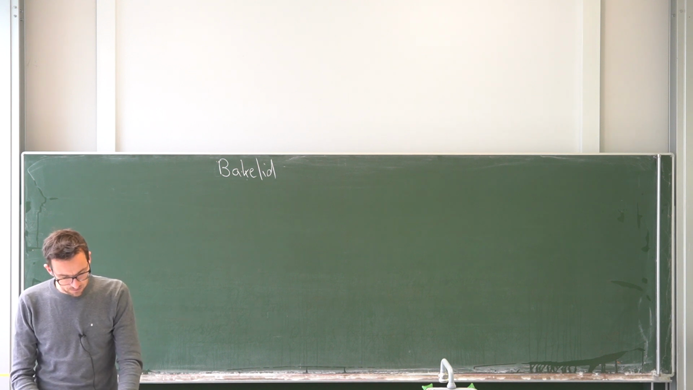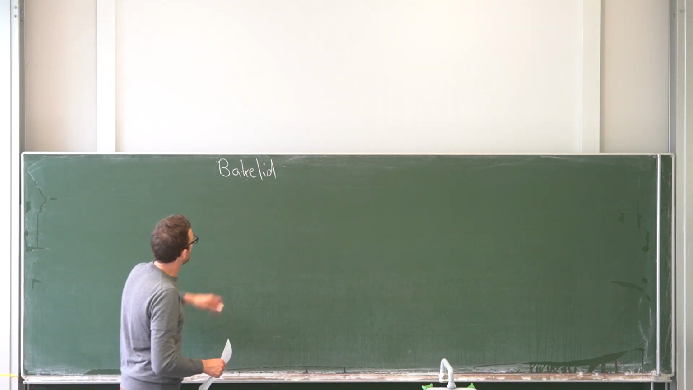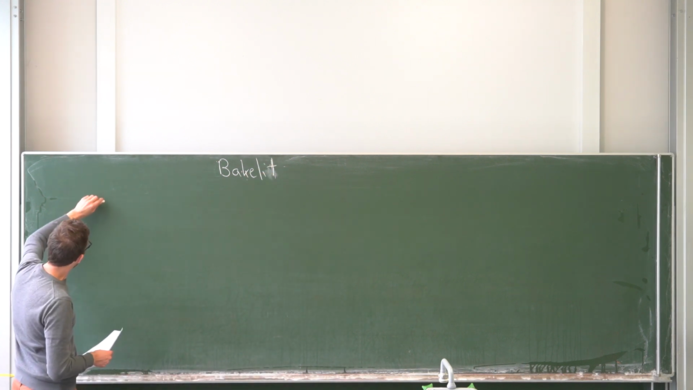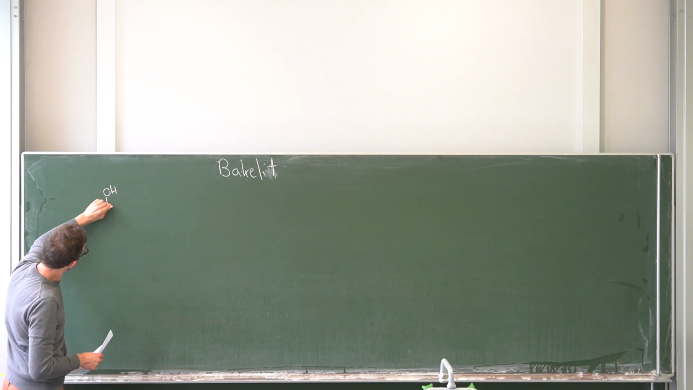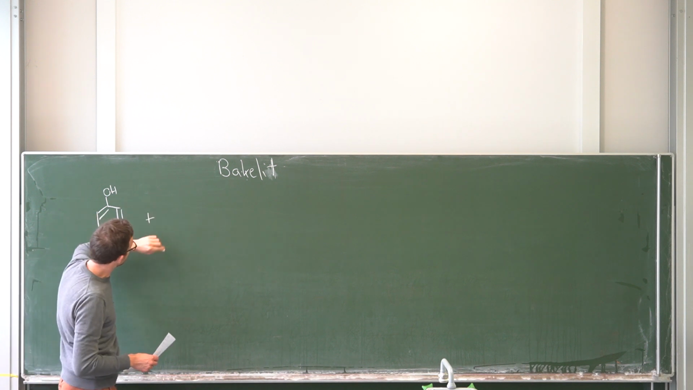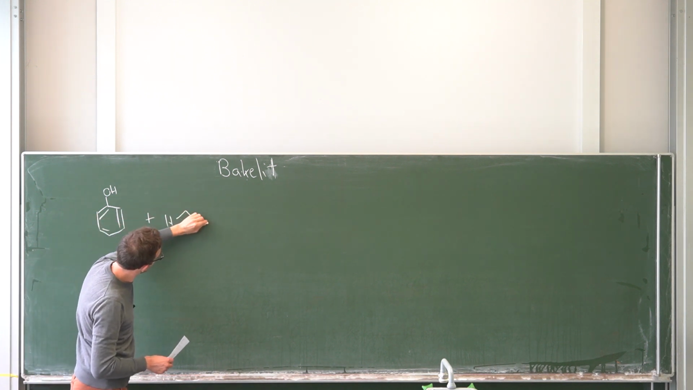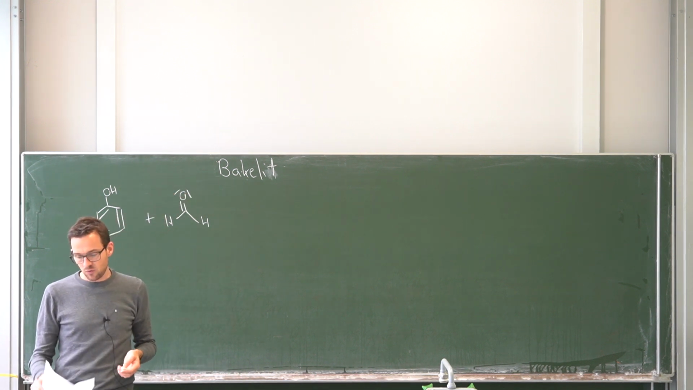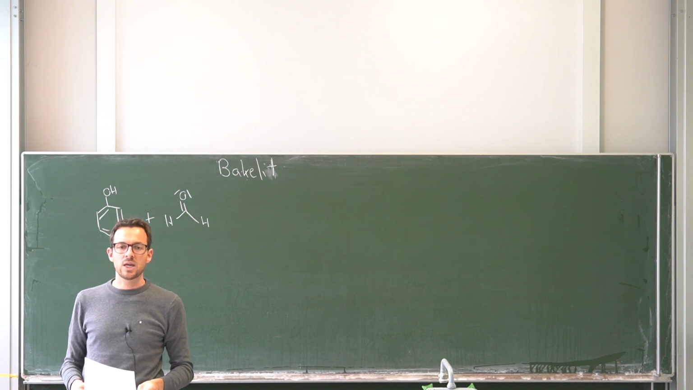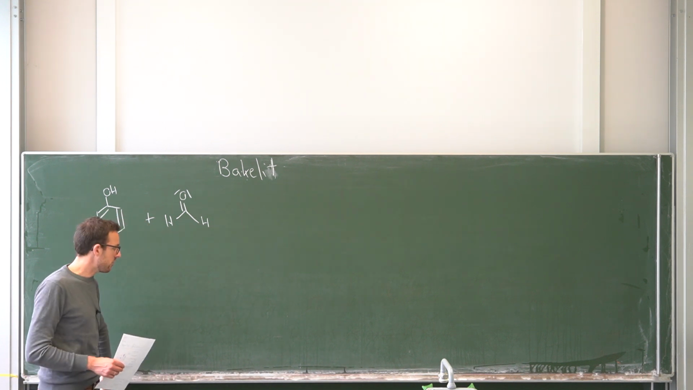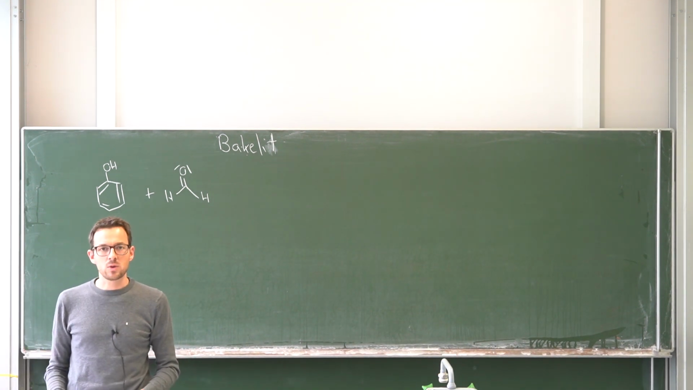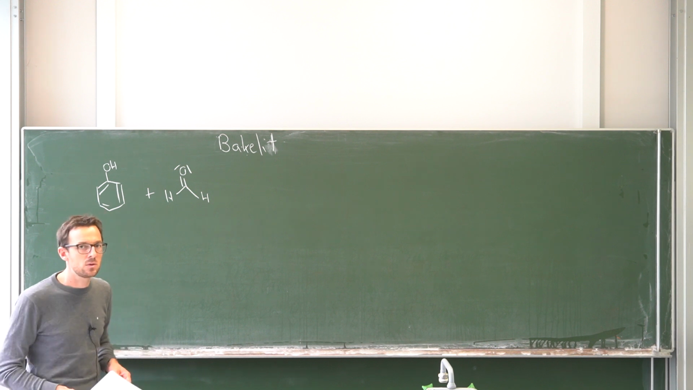Okay, so this bakelite is a condensation product of phenol and formaldehyde. This is a phenol, and this is formaldehyde. And now we first need to find the reactive centers here. Take a look for yourself and decide whether you can identify points in these molecules that may be reactive.